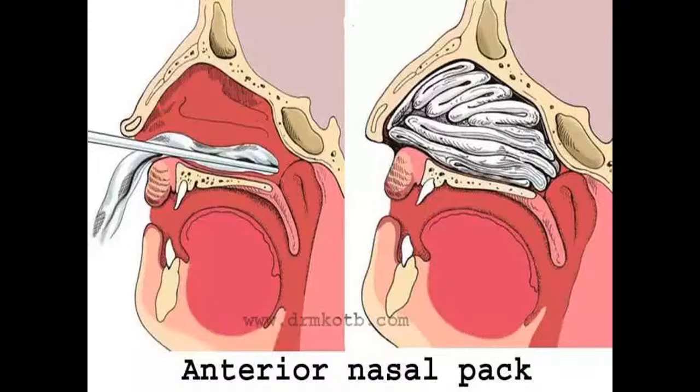Okay, student, and now I show you nasal bleeding and methods of stopping nasal bleeding. Student, we have two groups of methods of stopping nasal bleeding, and in this slide you can see the anterior nasal pack. We put a tamponade in the nose cavity and stop bleeding. This is tamponade from the anterior side.